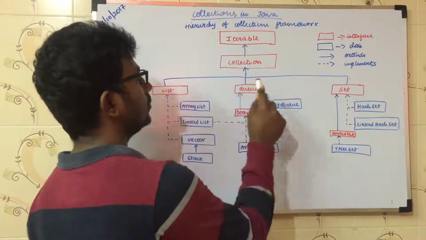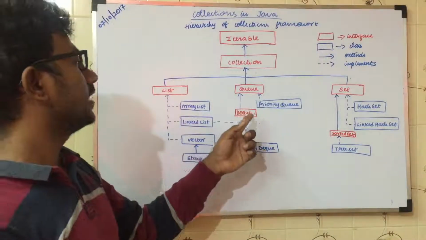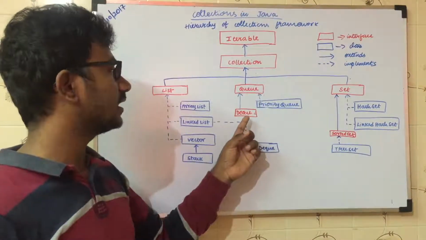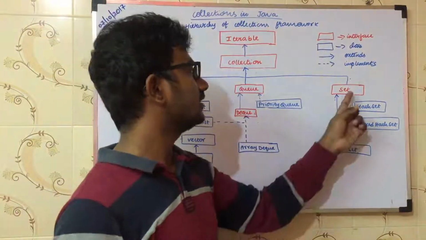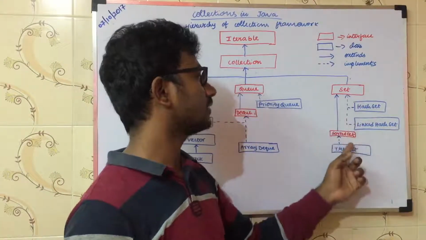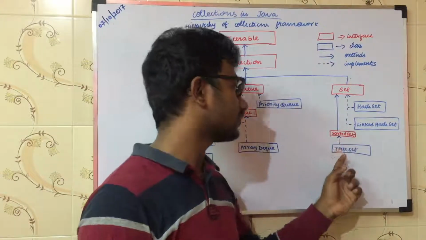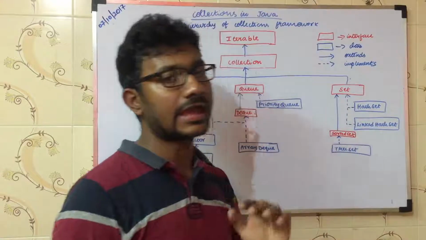And then comes the Queue. For Queue, the implemented class is PriorityQueue, and Deque also extends Queue. The implemented class for Deque is ArrayDeque. And then is Set. The SortedSet extends the Set. The implemented class for SortedSet is TreeSet. The implemented classes for Set are HashSet and LinkedHashSet.